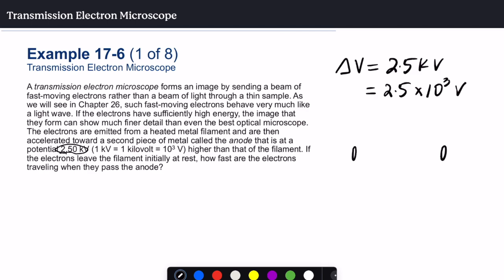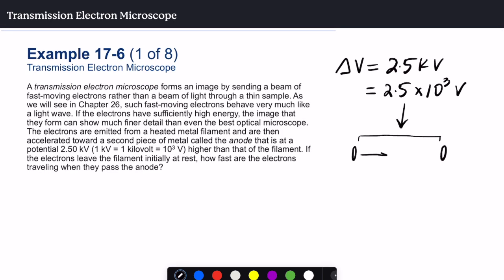The part of the microscope that is responsible for moving those electrons really fast has two parts called an anode and a cathode. Where's the cathode here? Well, they don't mention the cathode, but those are the two parts of the accelerator for the electrons. And what the problem is stating is that through those two parts of the microscope, the potential difference there is 2.5 kilovolts.